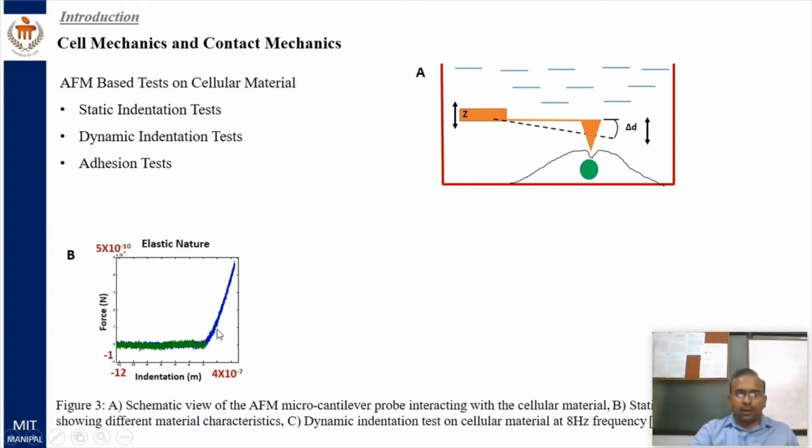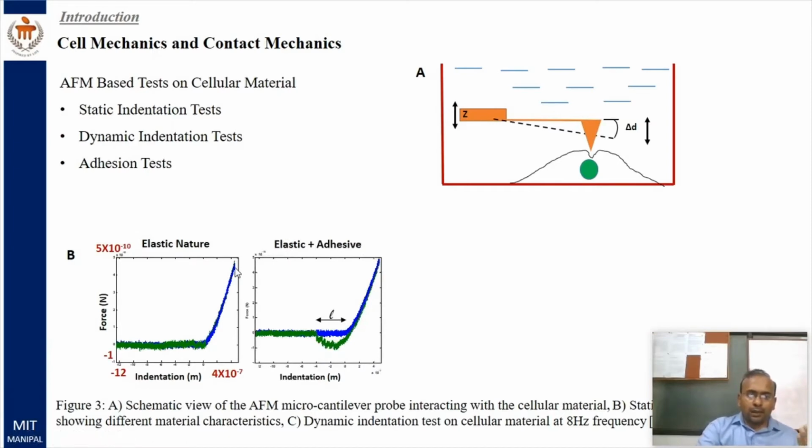The cell or any material might show up as elastic in nature, where you can see the loading and unloading curve falling on each other, and it's linearly elastic in nature. Then cells, or any polymer material, also show some kind of adhesive nature. When we are trying to withdraw the probe from the surface, these adhesive forces come into the picture. We can capture their presence, and here you can see the presence of adhesive nature.